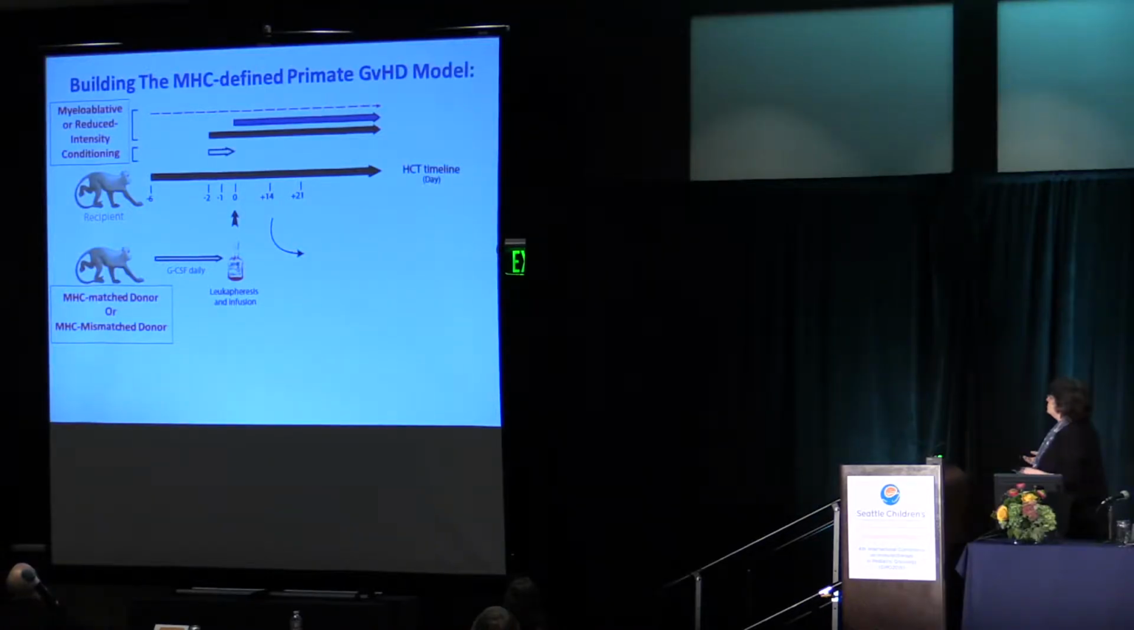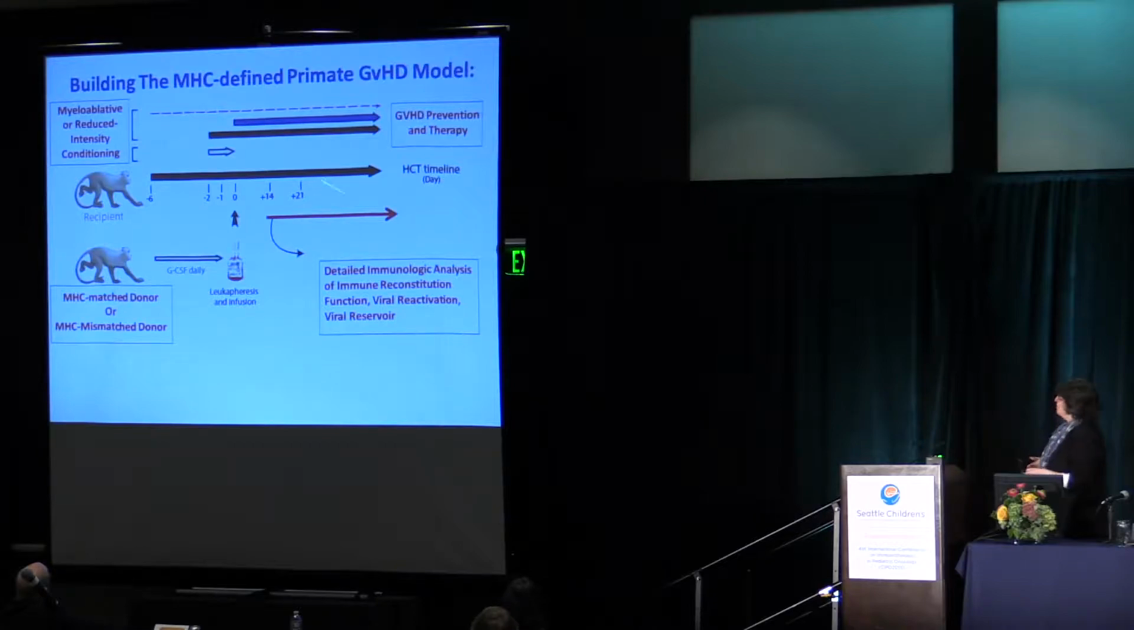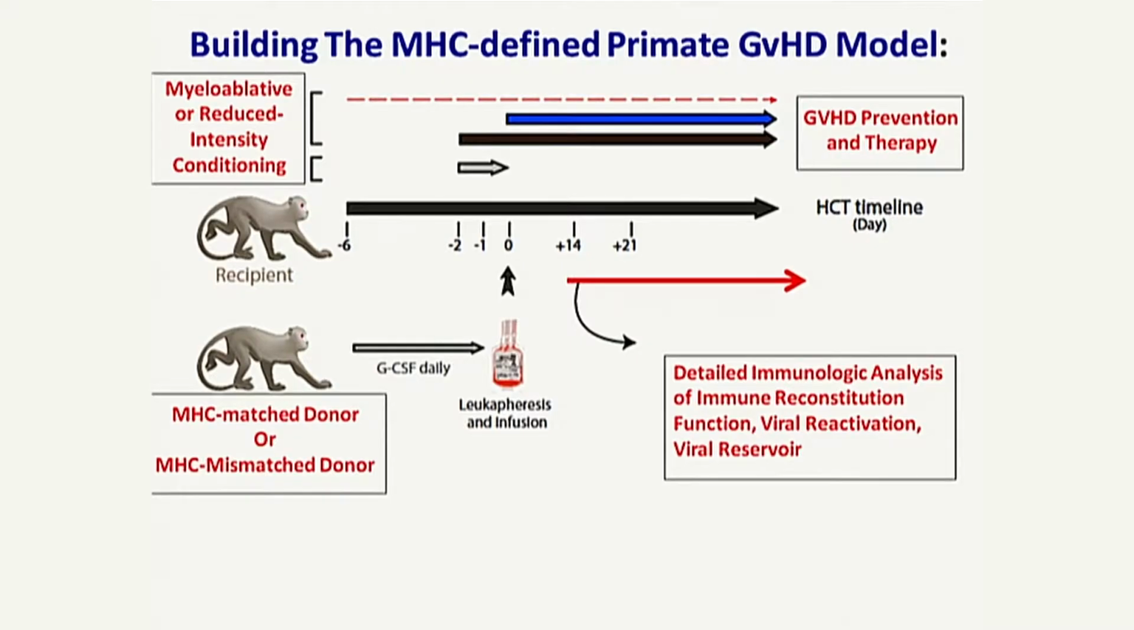So we can do an MHC-matched donor, we can do an MHC-mismatched donor, we can do myeloablative, we can do reduced intensity conditioning, we can do standard of care GvHD prophylaxis, we can do targeted GvHD prophylaxis, and then, of course, one of the most important things we do is detailed immunologic analysis of immune reconstitution, function, and bioactivation, and we now have some HIV studies where we're actually looking at the HIV viral reservoir.